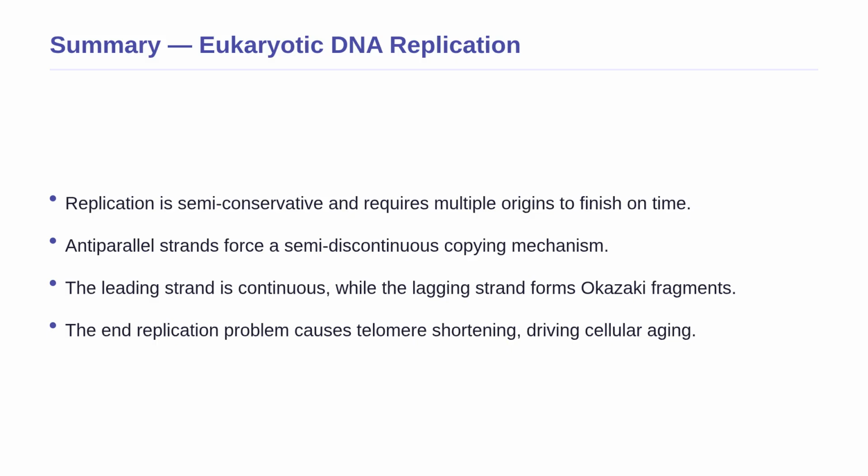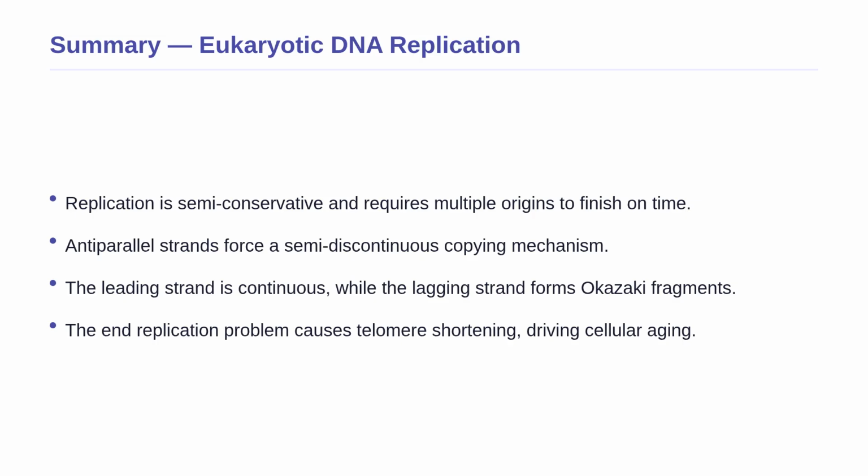We have covered a tremendous amount of ground today. Let us review the most important takeaways. First, eukaryotic DNA replication is a massive, semi-conservative process that absolutely relies on thousands of starting points to finish on a biological timescale. Second, because DNA strands run in opposite directions, the cell must use a semi-discontinuous mechanism, creating a smooth leading strand and a fragmented lagging strand.